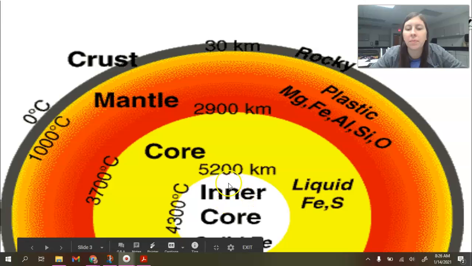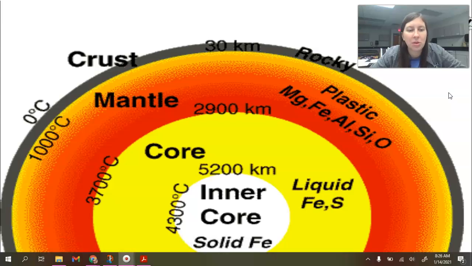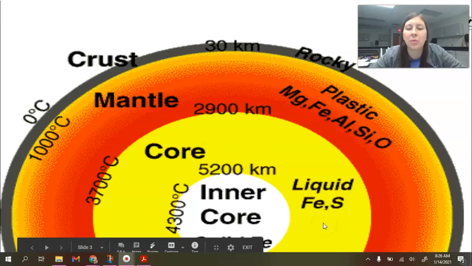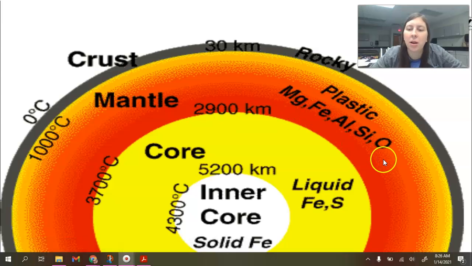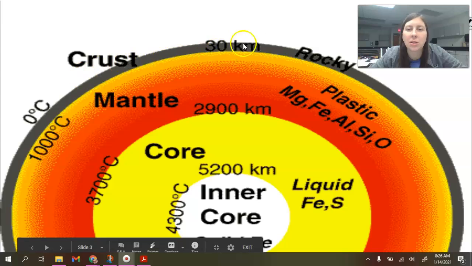We have the inner core, and it says here the temperature is about 4,300 degrees Celsius, and it is solid iron. The outer core, this yellow layer, is liquid iron, sulfur, and nickel, and it is about 3,700 degrees Celsius. The mantle is this orange layer, and it's made of magnesium, iron, aluminum, silicon, oxygen, and runs about 1,000 degrees Celsius. The crust is the coolest layer, and it's also the thinnest layer.